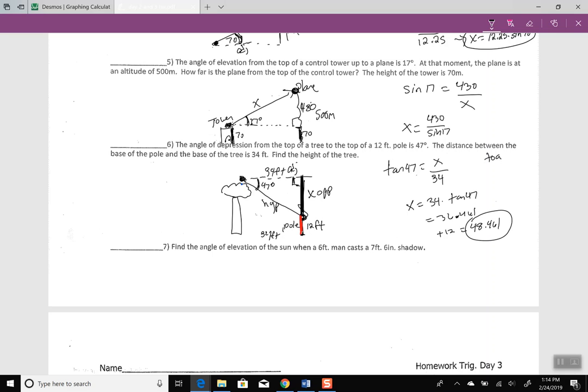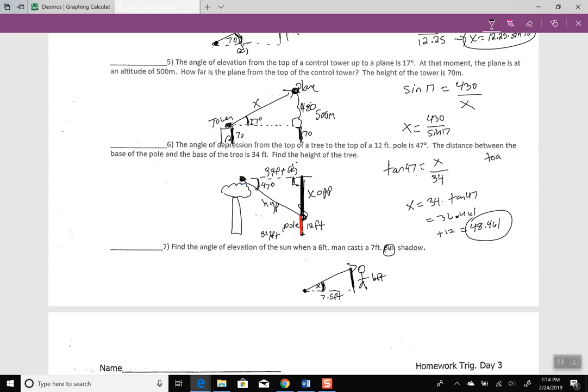Last one, find the angle of elevation. So again, as soon as I see the words angle of elevation, I'm making a line going up, and then I'm making a horizontal. In this case, it says find the angle of elevation. So I'm going to be finding this angle, that x right there. And it says find the elevation of the sun when a 6-foot man, so this is 6 feet, casts a 7-foot 6-inch shadow, so that would be 7.5 feet shadow.